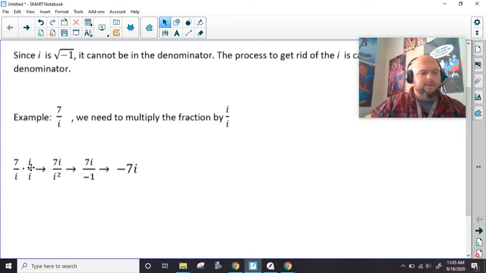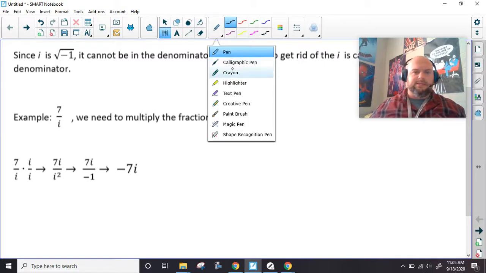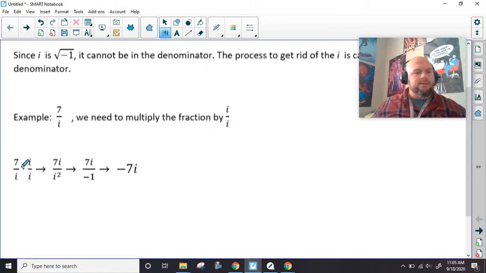Okay, so if we look through the process, let me see if I can get my little magic pen. Okay. So we multiply, 7 times i, 7i. Well, i times i is i squared. Now, we've learned before that i squared is -1. So now we have 7i over -1, which just becomes -7i.